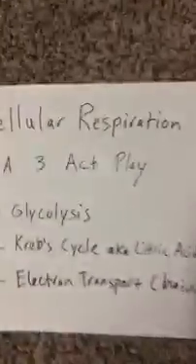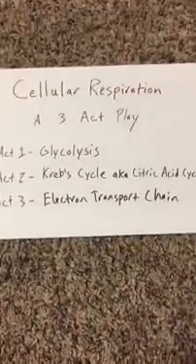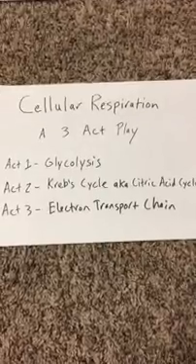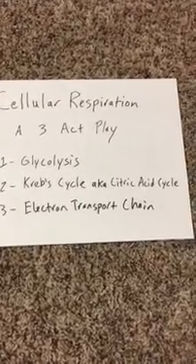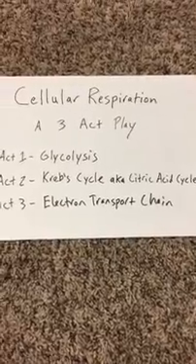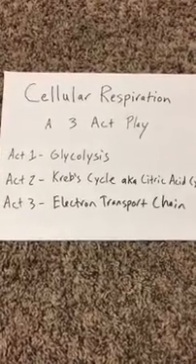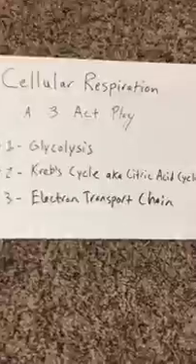I'm going to be giving you a rundown on the process of cellular respiration. So let's get started. Cellular respiration is a three-act play. Act 1 is glycolysis, Act 2 the Krebs cycle, aka the citric acid cycle, and Act 3 is the electron transport chain.